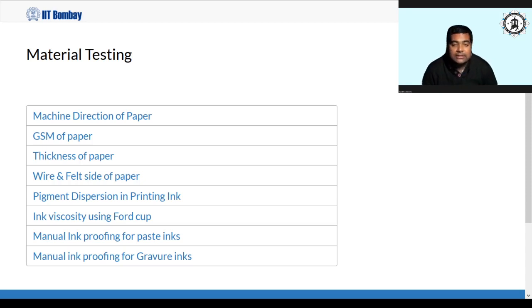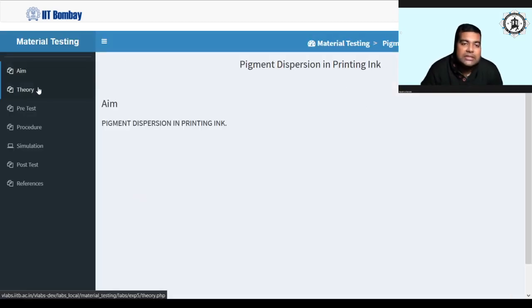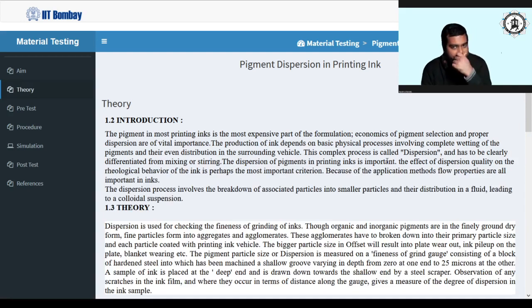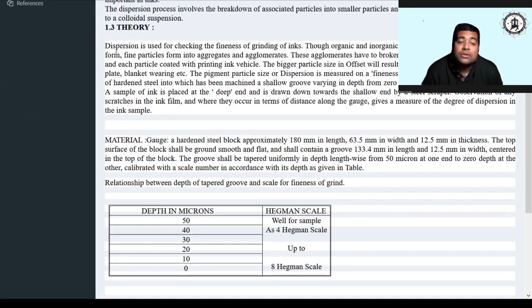Okay, so without further ado, let us go ahead and proceed with the pigment dispersion experiment. The determination is of pigment dispersion, that is, how well pigment has been dispersed in the paste ink. I think I have already explained this, so let us talk about the theoretical portion.